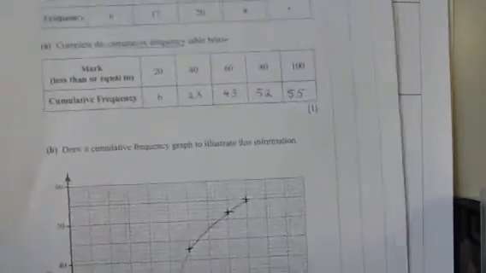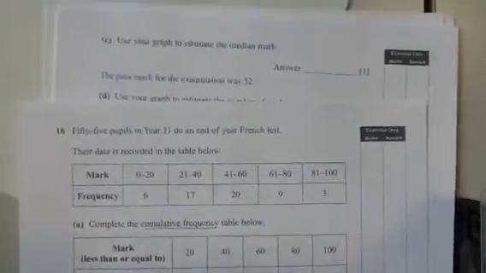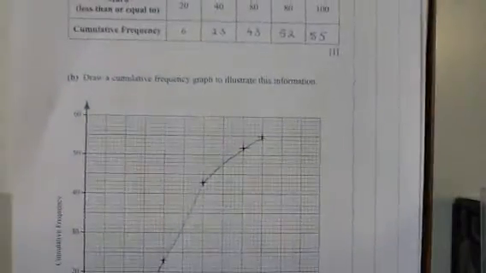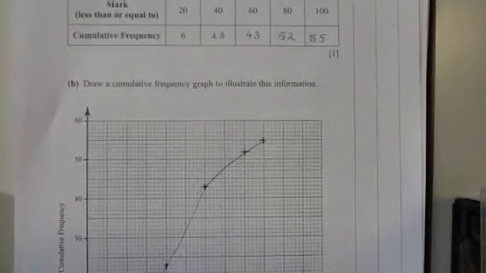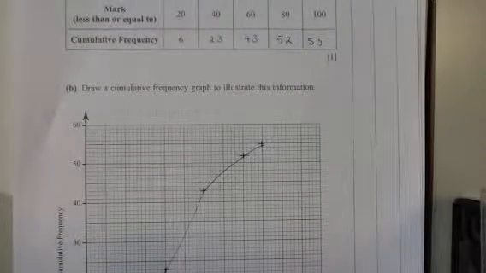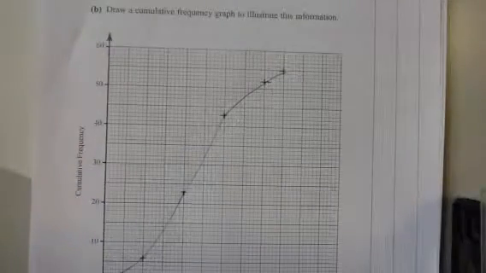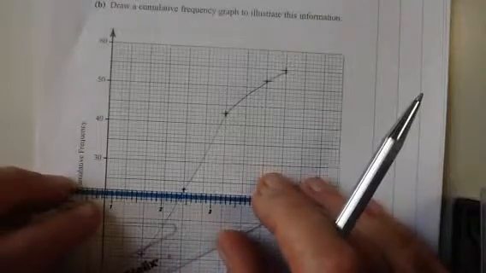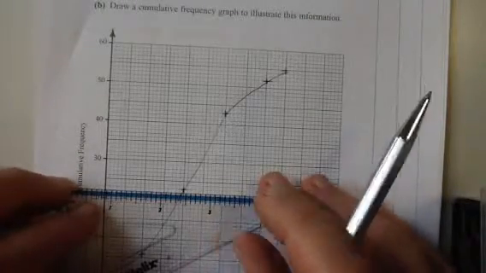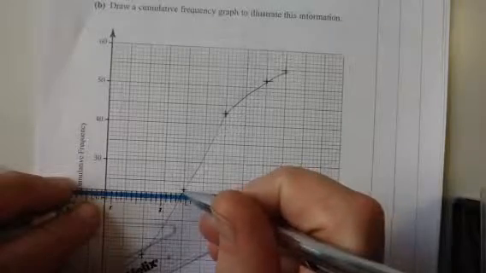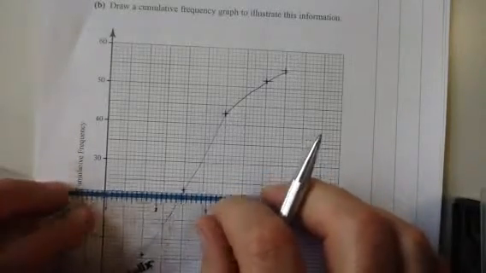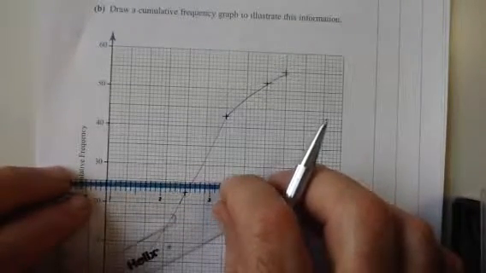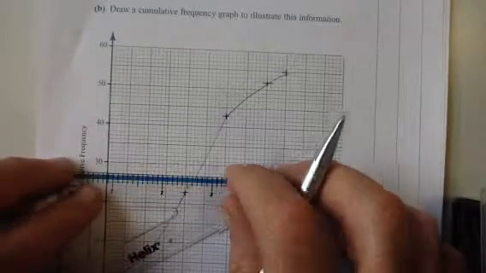Okay. Now it asks us on the next page, use your graph to estimate the median mark. Okay, so what we've got to do is go to the halfway point. So the halfway point of 55 is 22.5. Okay, so what we've got to do is go to 21, 22, 22.5 is halfway between the two. Okay, so as near as you can. Sorry, 27.5. Can't even divide 55 by 2. 27.5. So there's 25, 26, 27, 27.5 is about there.